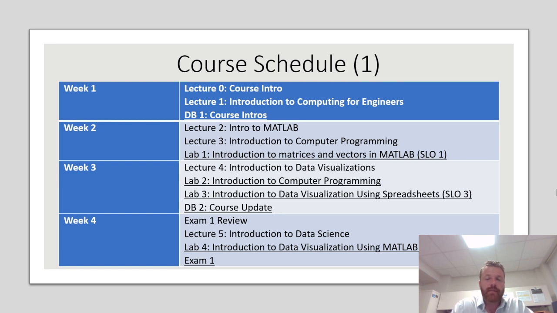Lecture 3 will go over the basics of what computer programming is. We'll talk about data types, variables, and so on. We will have a lab that week where we introduce the concepts of matrices and vectors in MATLAB that will let us hit the course learning objective 1. You might know you have an eLumen portfolio whenever you take a class here. I'm going to go in and say you met learning objective 1, either exceptionally, you just met it, or you didn't meet it, based upon how you do on lab 1.